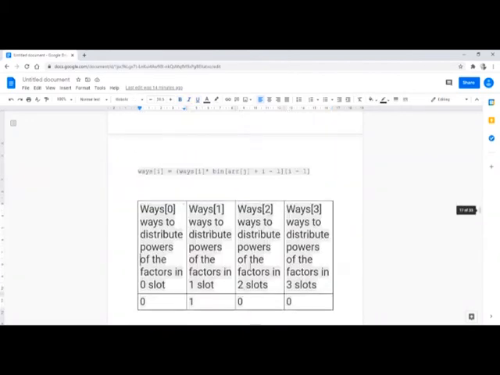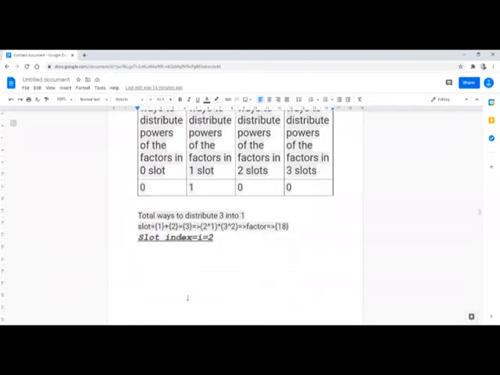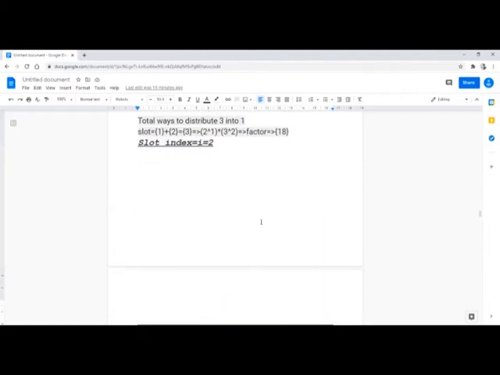We multiply 1 by 1, and that remains the same. So the total ways to distribute 3 into one slot is 1 plus 1 plus 2, which is equal to 3, which is 2 multiplied by 3 square, which is the factor of 18. So 18 is the only factor which can be stored in one slot. In one slot only one number is possible.